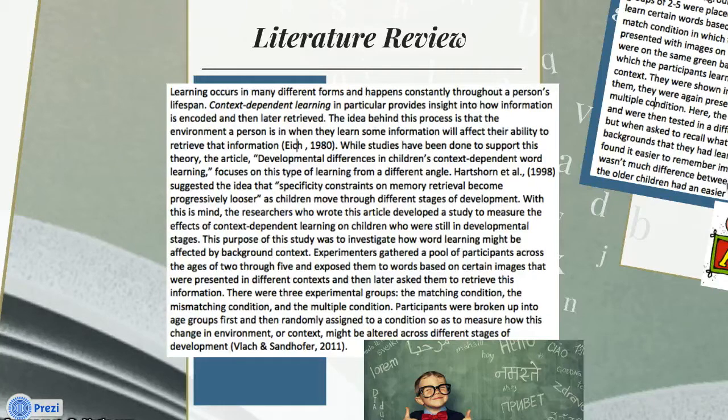The purpose of the study was to investigate how word learning might be affected by background context. Experimenters gathered a pool of participants across the ages of 2 through 5 and exposed them to words based on certain images that were presented in different contexts, and then they later asked them to retrieve this information. There were 3 experimental groups: the matching condition, the mismatching condition, and the multiple condition. Participants were broken up into age groups first and then randomly assigned to a condition so as to measure how this change in environment or context might be altered across different stages of development.